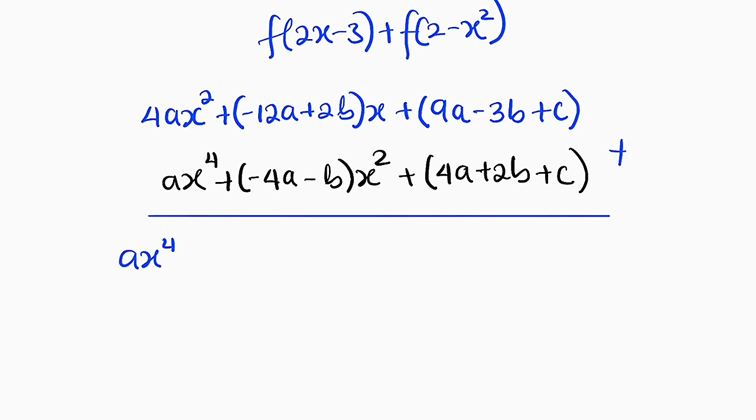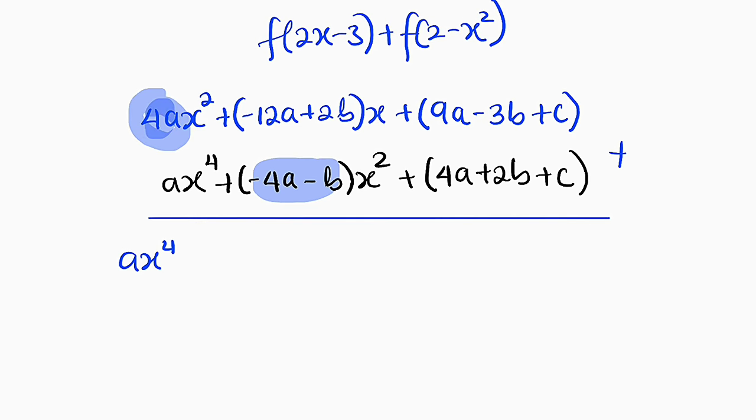Then those with x squared, we are only going to add their coefficients. Then we bring the constant outside. If you add this, we have 4a here and negative 4a here, so they cancel, leaving only negative b. So we have negative b multiplied by x squared. We are done with these three terms.